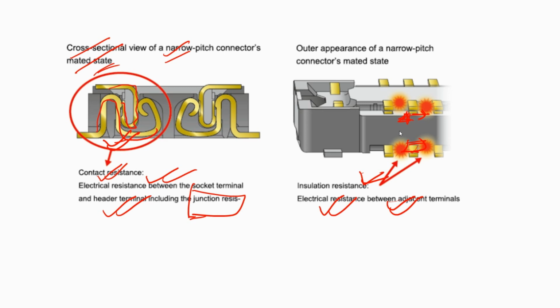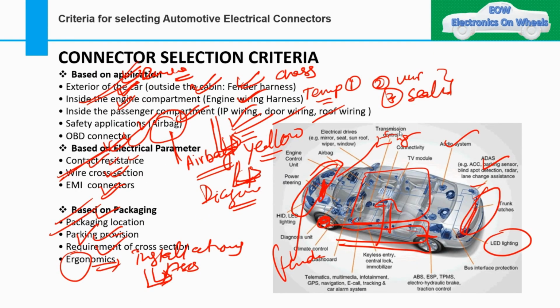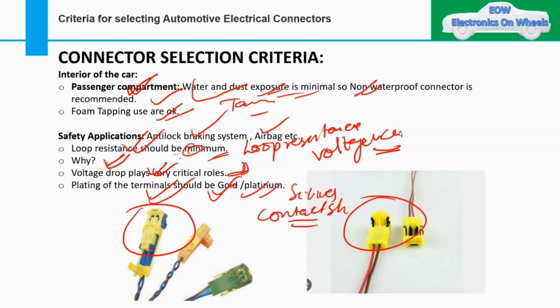I will come with one more class explaining the electrical properties. This is the second thing which we have seen here. Sorry. So we have covered based on application. We will cover based on electrical parameter and based on packaging.